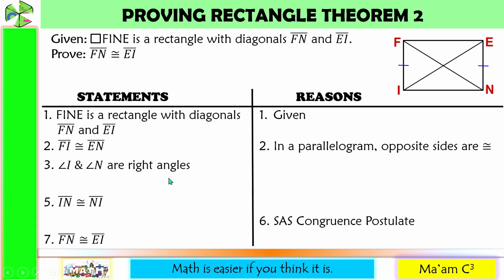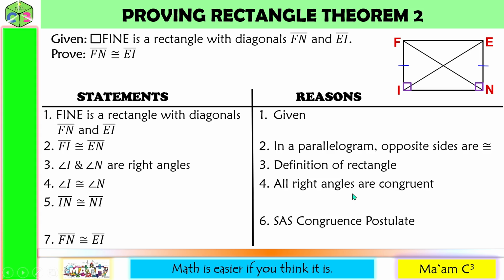Next statement, angle I and angle N are right angles. And how do we know that? We just proved in Theorem 1 that if there is one right angle, then there are 4 right angles in a rectangle. So by definition of rectangle, we can say that angle I and angle N are right angles. So if angle I and angle N are right angles, it means angle I is congruent with angle N because all right angles are congruent. All right angles measure 90 degrees.